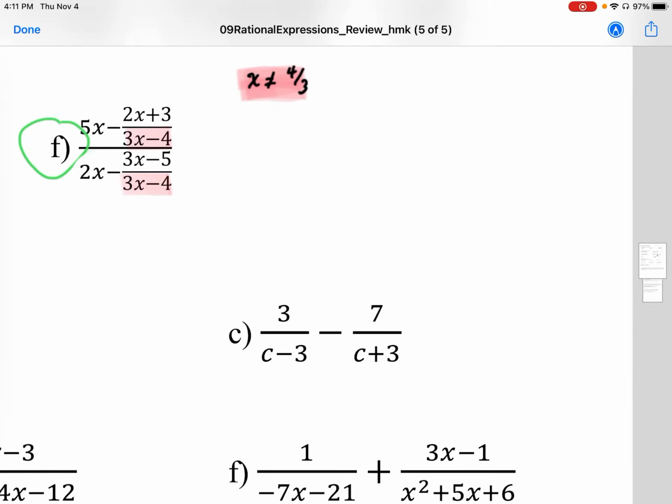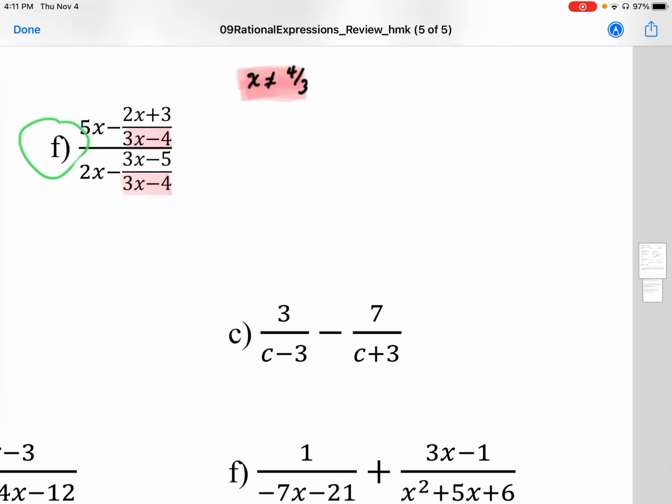In F, we want to first state the restrictions. So to state the restrictions, we have to worry about the denominators, all the divide parts of this expression. So I've just highlighted the divide by 3x minus 4, which shows up in both the numerators and denominators. And we need to state the restriction as x is not equal to 4 over 3.